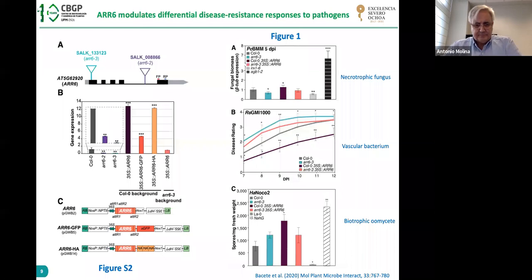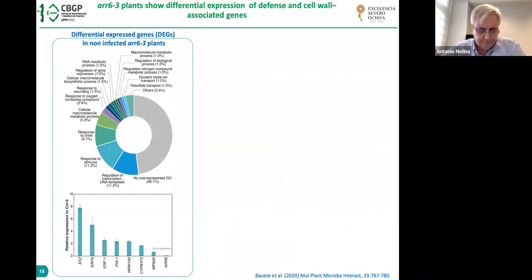So clearly this data indicates that impairing the ARR6 gene results in alteration of the resistance phenotype to two different pathogens. And it was surprising for us because, based on the previous data of Chris and other groups, impairing a single ARR has no result in the alteration of the disease resistance response. And this is a good indication that this particular member of the family should have a very important function in immunity.